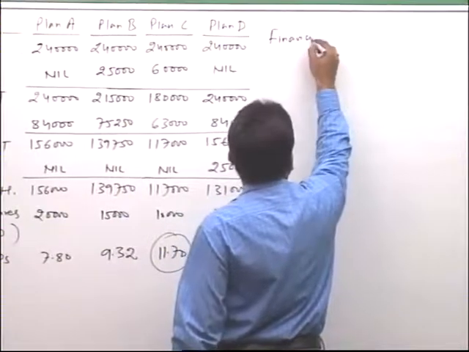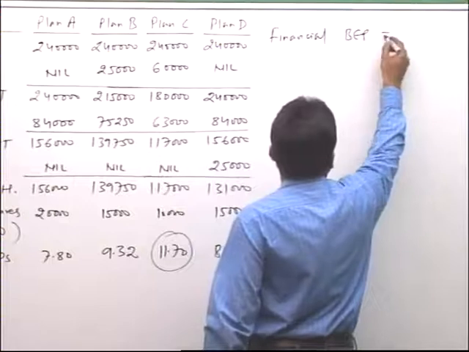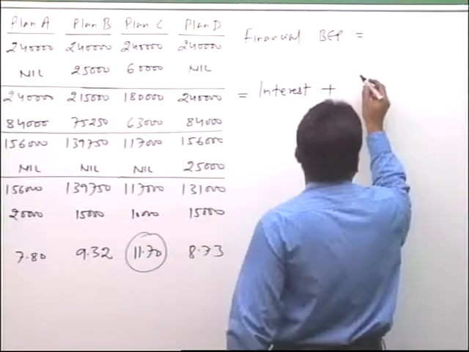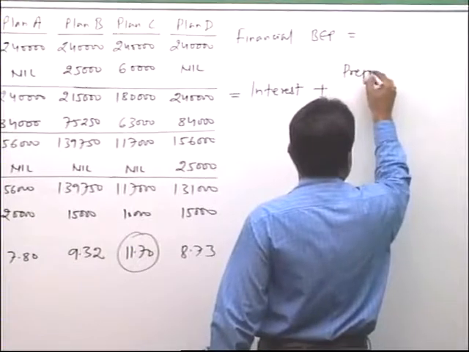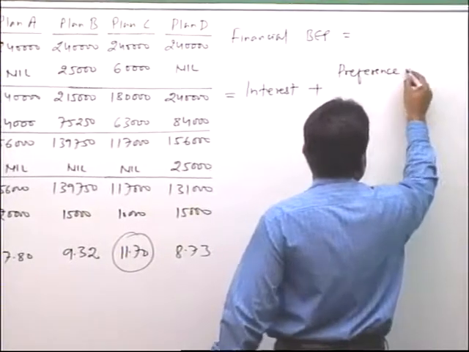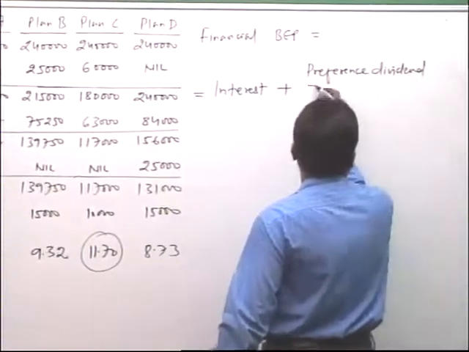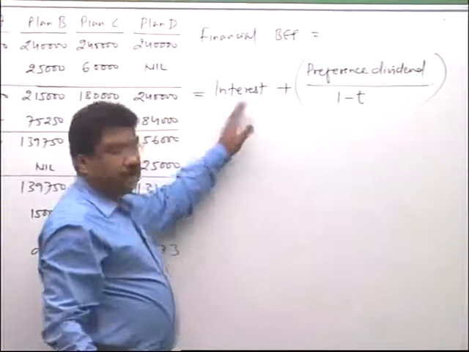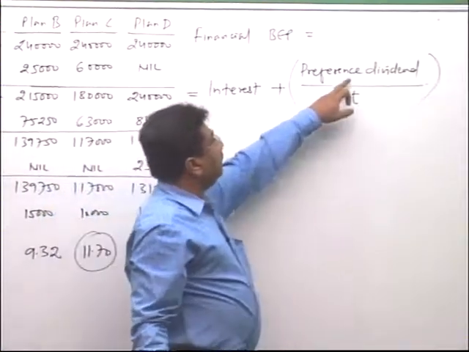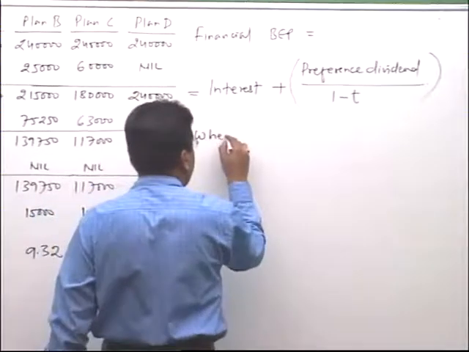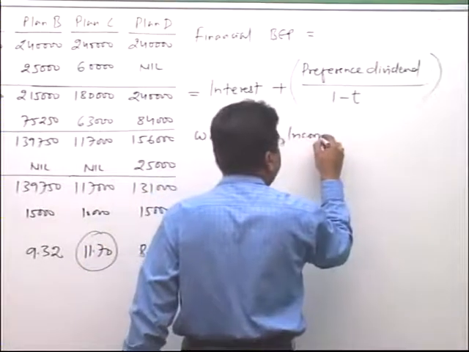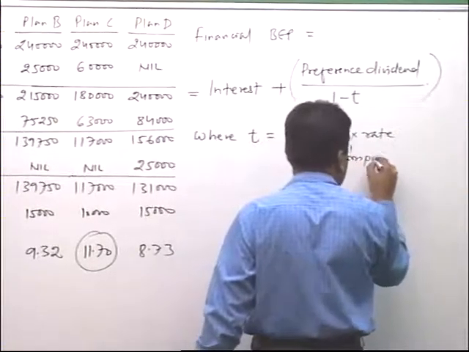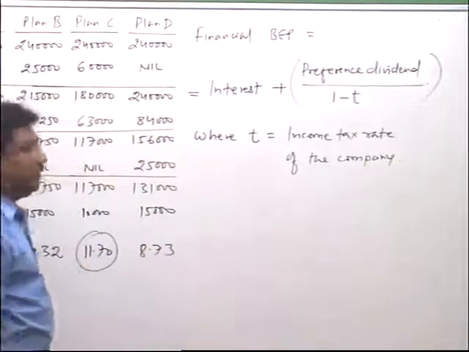Financial break-even point is equal to interest plus preference dividend upon 1 minus T. So, interest should be taken separately outside the bracket: interest plus preference dividend upon 1 minus T, where T is equal to the income tax rate of the company.